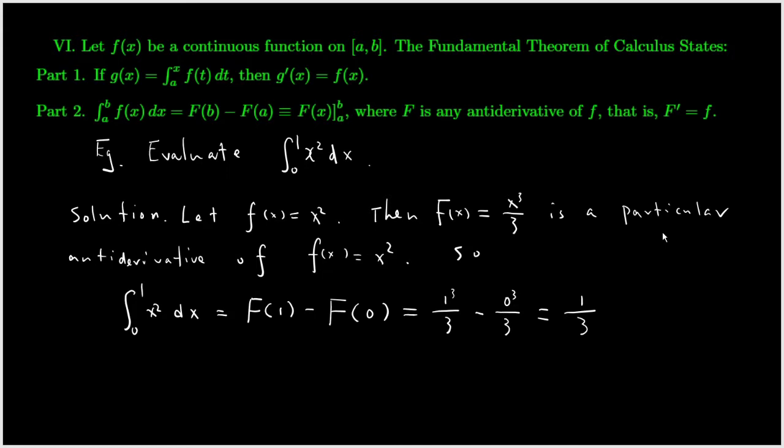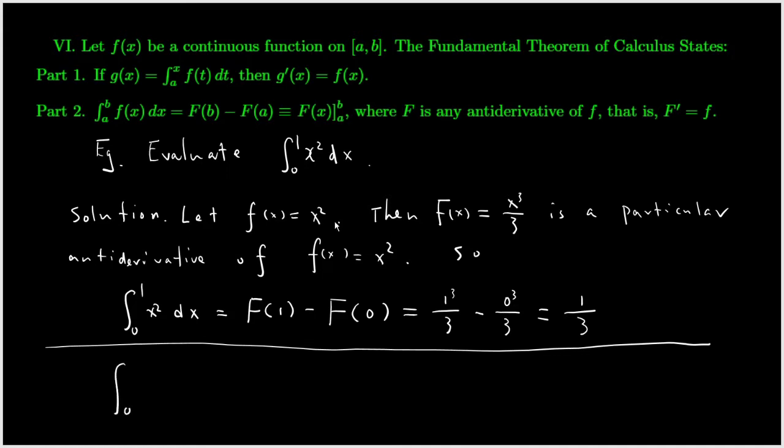Now, even better news. In the future, you can evaluate the definite integral of a function like that using only one line. I will show you how. The integral from 0 to 1 of x squared. In order to evaluate the definite integral, all we need is to find a particular antiderivative of the integrand, x squared. The antiderivative is x cubed over 3. You can use any particular antiderivative.